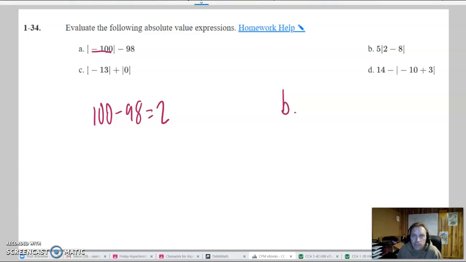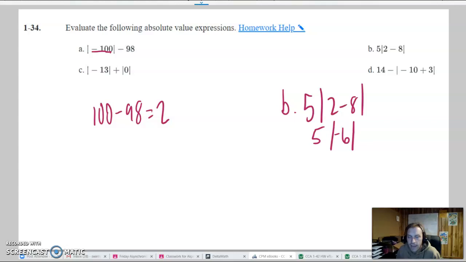B over here says 5 times the absolute value of 2 minus 8. Treat an absolute value like a set of parentheses, grouping symbols, and you get 2 minus 8 is negative 6. Then, inside this absolute value, how far is negative 6 from 0? Well, it's 6 away. And so I'm left with 5 times 6, and that gives me 30. So we have 2 for A, B was 30.